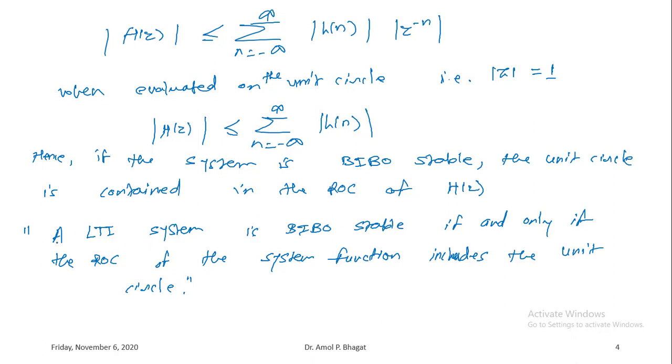Here also we are defining the condition for stability of an LTI system. An LTI system is bounded input, bounded output stable if and only if the ROC of the system function, again capital H(z), includes the unit circle. Okay, so why should it include the unit circle? Because this term should be finite. It cannot be infinite values or powers of z there. It should be evaluated for some value, z equal to 1, right?